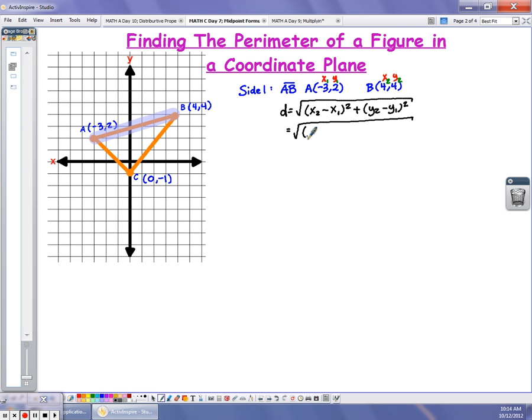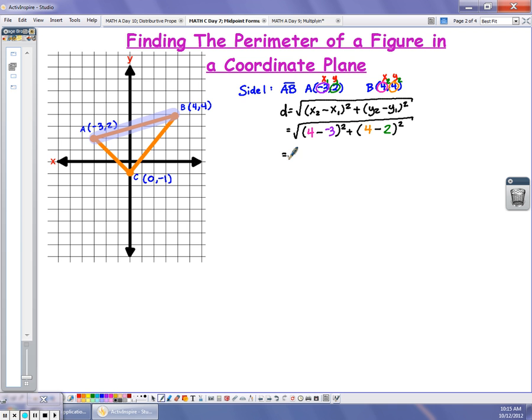So I'm just going to substitute what we know. We do know that x2 is 4. Then I see a minus sign, and I see x1, and x1 in this case is -3. I'll close up my parentheses, put in my squared, the plus sign, and open a second parenthesis. Now I have y2, which is 4. I see the minus sign again, and then I have y1. In this case, y1 will be 2. I'll close up my parentheses, put in the square, and I'm done substituting.